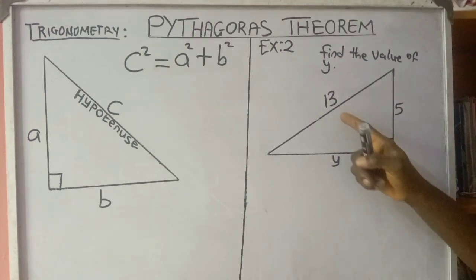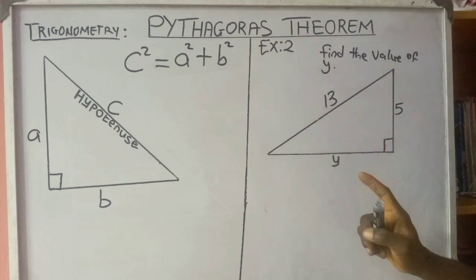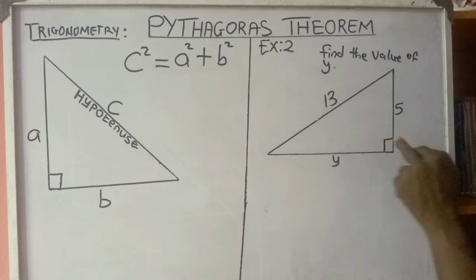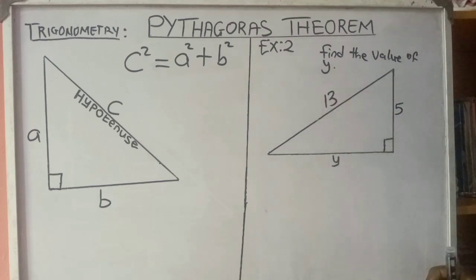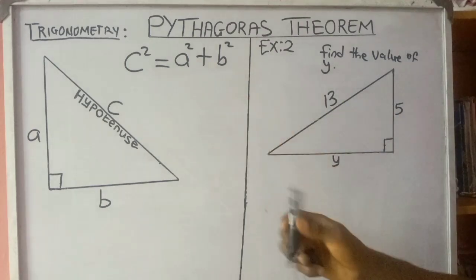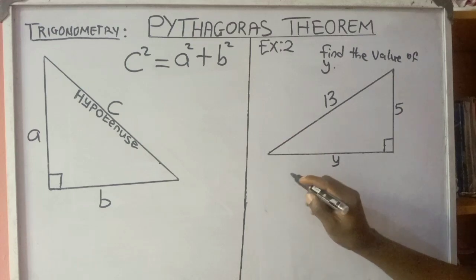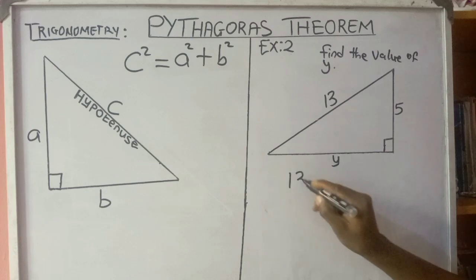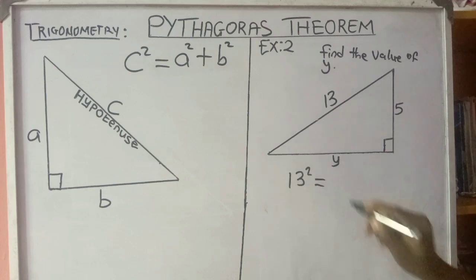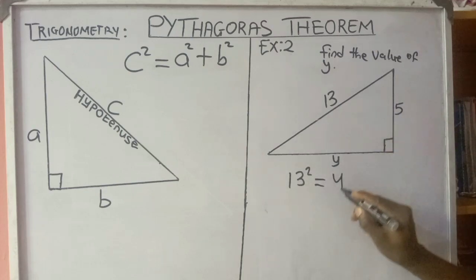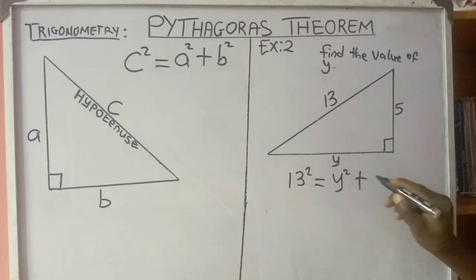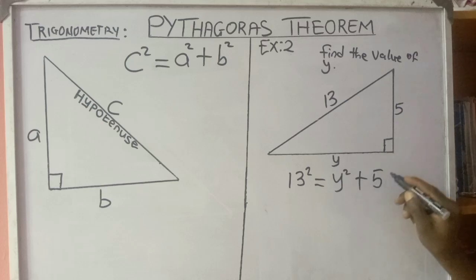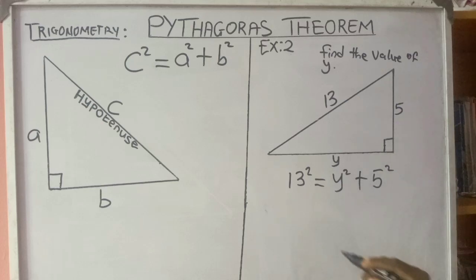All right, so the hypotenuse side, as far as this one is concerned, we can guess the hypotenuse side. Of course, the hypotenuse side is 13, because that is the side facing the right angle. So we have to follow the Pythagoras theorem, which says that the square of the hypotenuse side, in this case 13 squared, is equal to the sum of the squares of the other two sides. And the other two sides are y and 5, 5 squared. All right, so what do we have here?